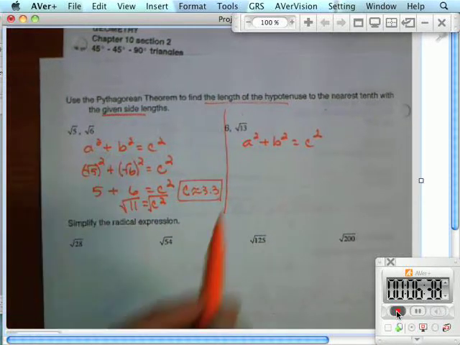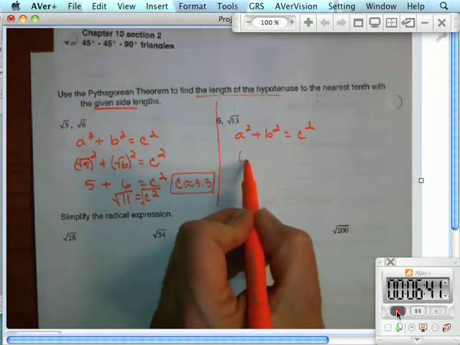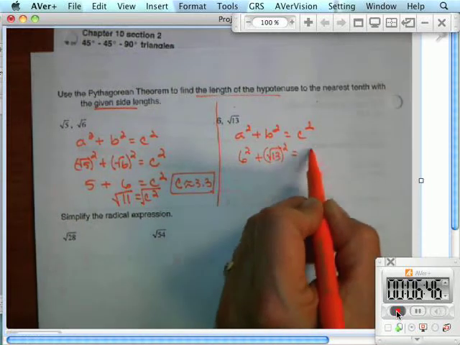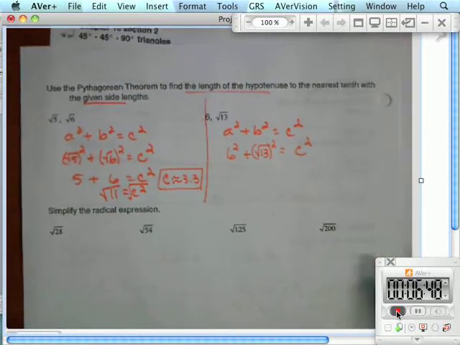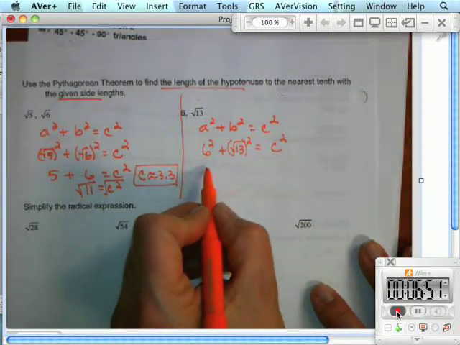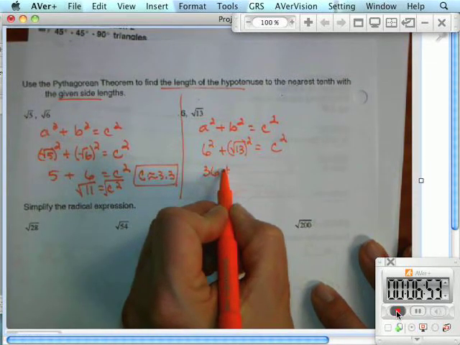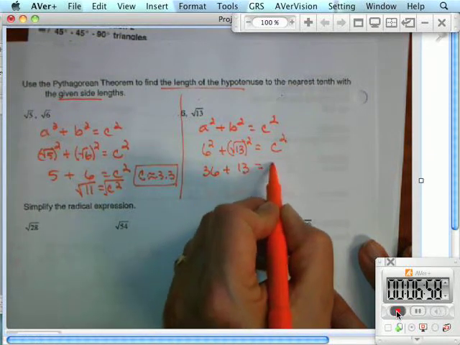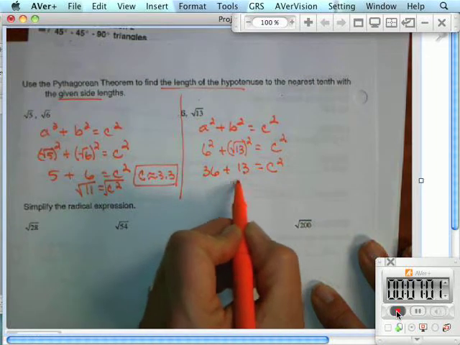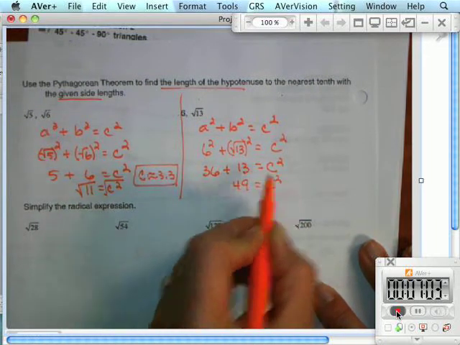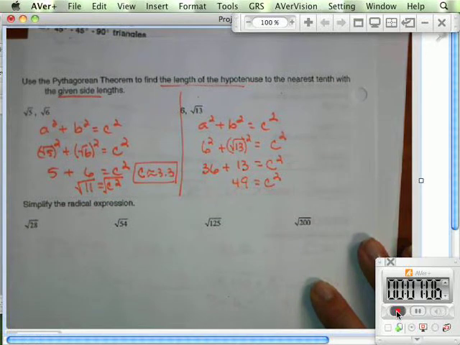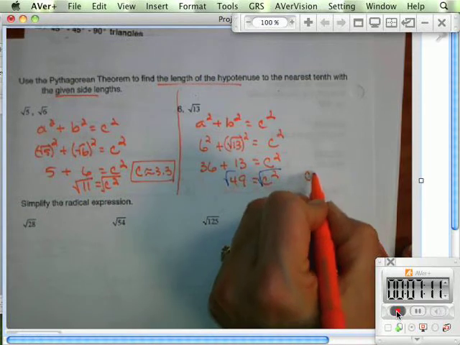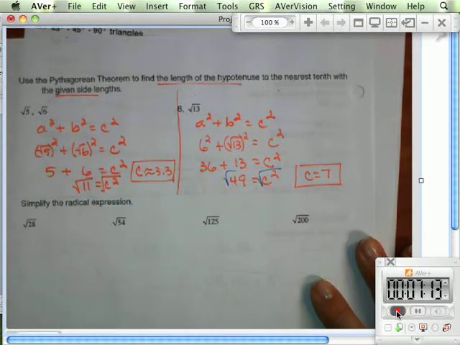Okay, here, they gave me 6, straight up. 6 squared plus the square root of 13 squared equals C squared. So what's 6 squared? 36. Plus 13 equals 49, so C squared is 49. It's a perfect square. How weird is that? So if I take the square root of both sides, C is going to be 7.